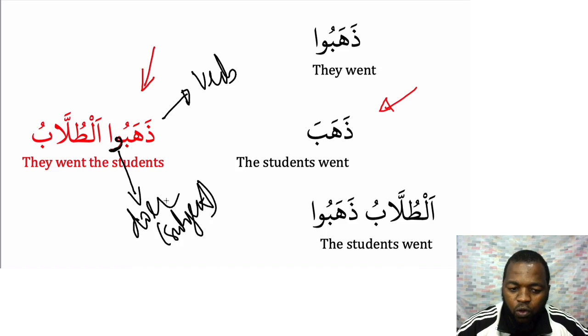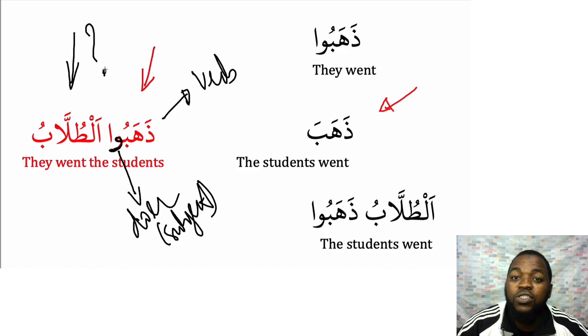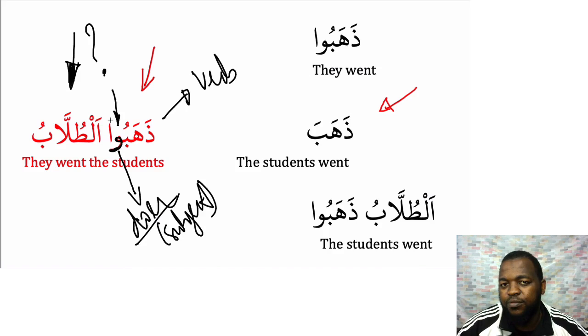Since we already have the subject, the doer, what is this? Question mark. What is this? Is this the subject? No, because we have found it. You see my point? If this is the subject, is the subject of what? It's not of this verb because this already has a subject here. That's why when you say ذهبوا الطلاب, it's wrong.